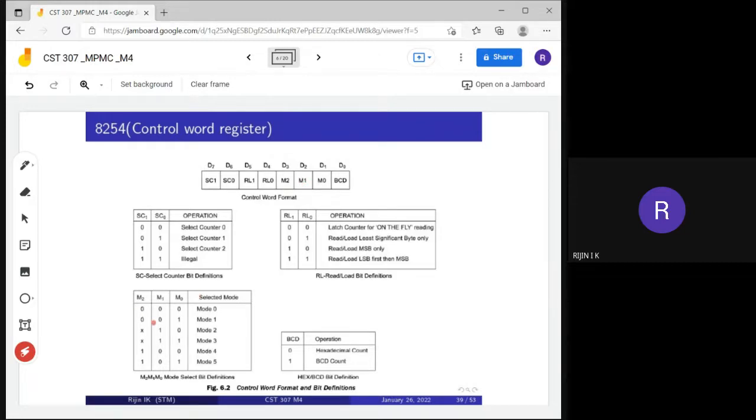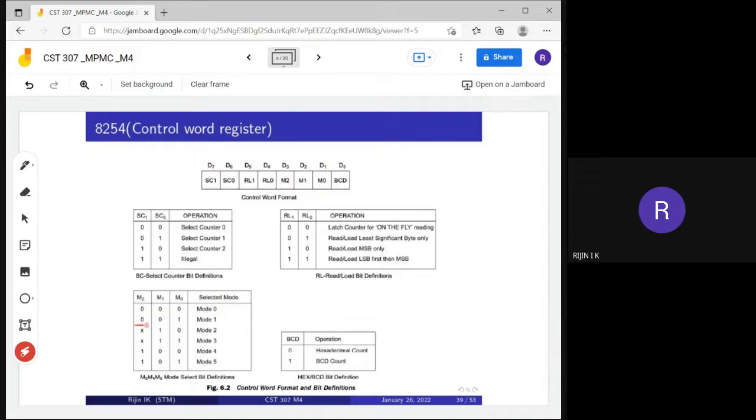M2, M1 and M0. Three bits it will use. These 3 bits, M2, M1, M0, are used for selecting the 6 modes. With 2 bits only we can select 4 modes, so 3 bits are used for selecting the 6 modes. If all the bits are 0, then it selects mode 0.